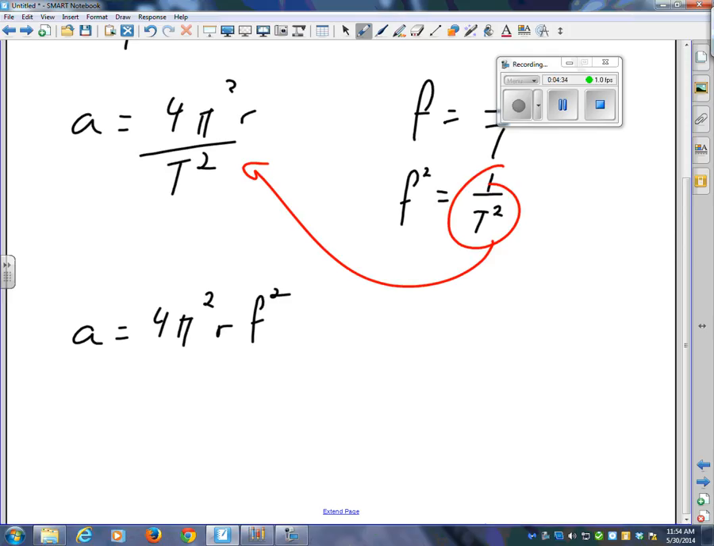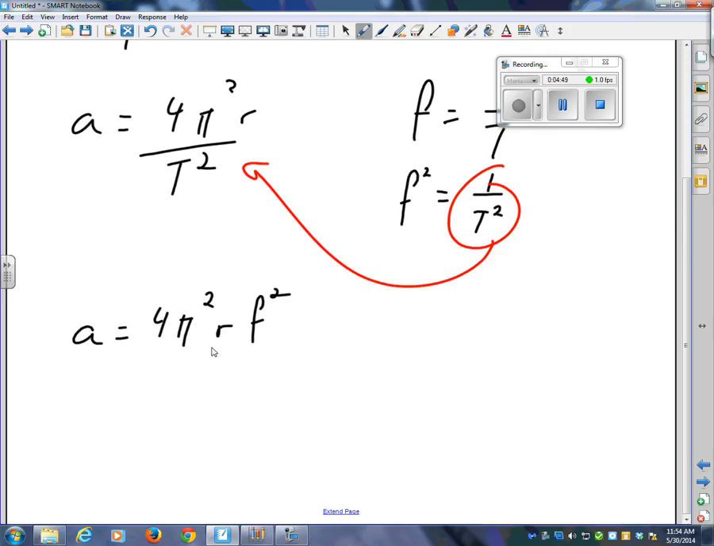You could still handle it. You would just have to use that t squared one and convert frequency to period by dividing 1 by it. You could certainly handle it, but this just gives you the opportunity to do that without having to do that step in between. That's all I'm saying.